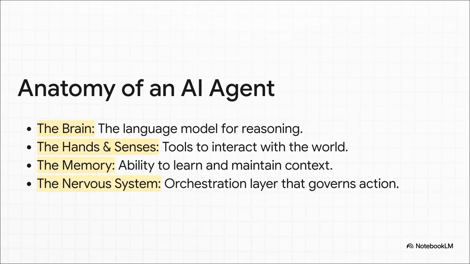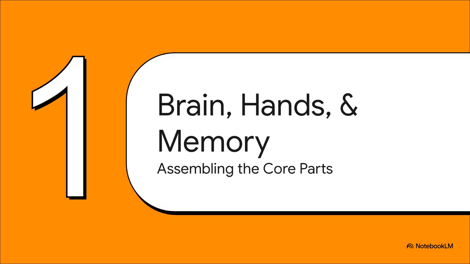The easiest way to think about it is to imagine a person. Every single AI agent is built from four core parts. First, you've got the brain. That's the language model that does all the thinking and reasoning. Then you need hands and senses. These are the tools that let it actually interact with the world. Of course, it needs a memory, so it can learn and remember things. And finally, you have the nervous system, which is the orchestration layer that pulls everything together and decides what to do next.